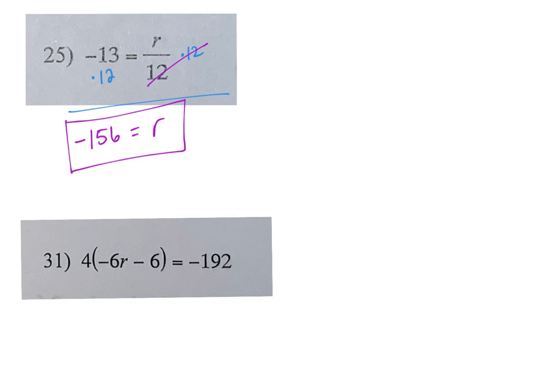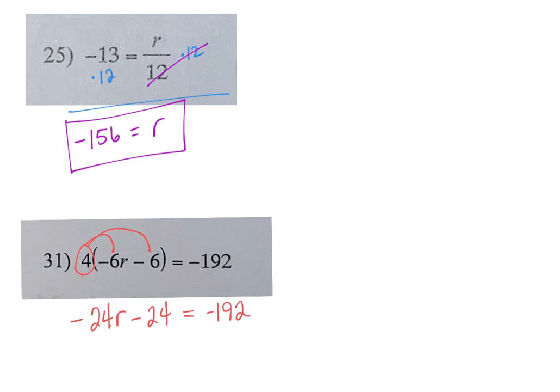So for number 31, we're going to have to distribute first before we can do this. You can see that it's adding a step here. We have to distribute the 4 first. Positive 4 times negative 6 is negative 24r. And now we just have a two-step equation.